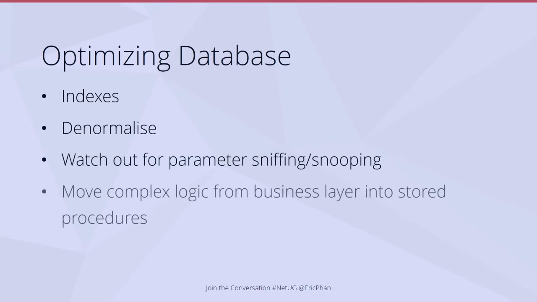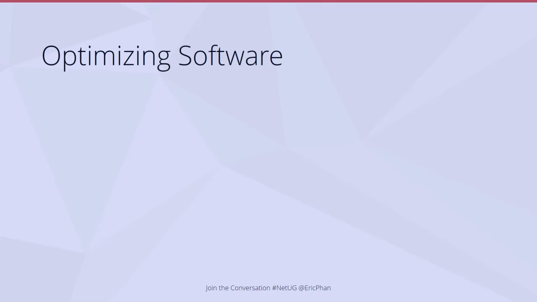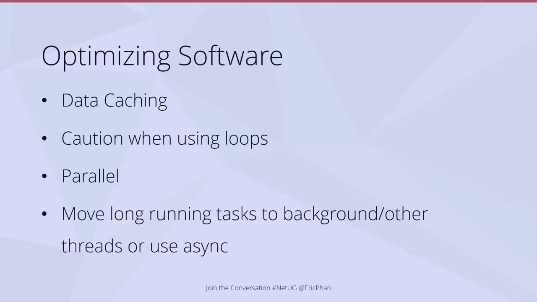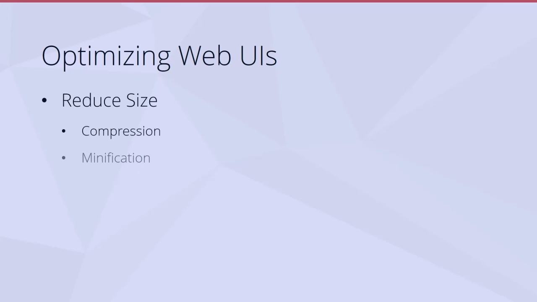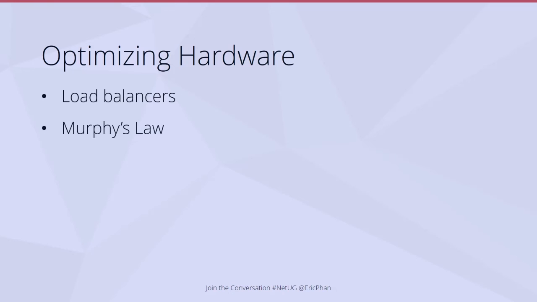So optimizing the database, pretty much everything I went through before. Optimizing software, optimizing the web UI, optimizing hardware. I didn't talk about load balancers, but load balancers can help as well, because they split up your load between multiple web servers, and they can also cache a lot of data, so that requests are not actually hitting your web servers.